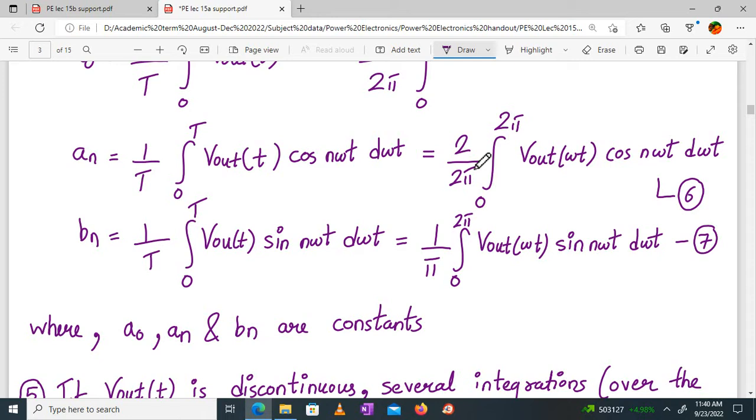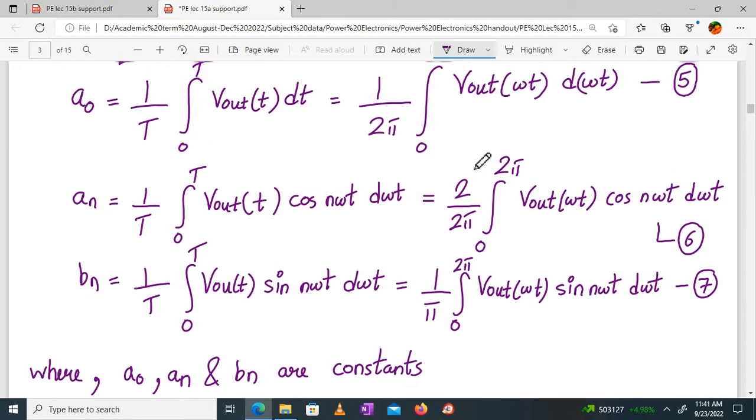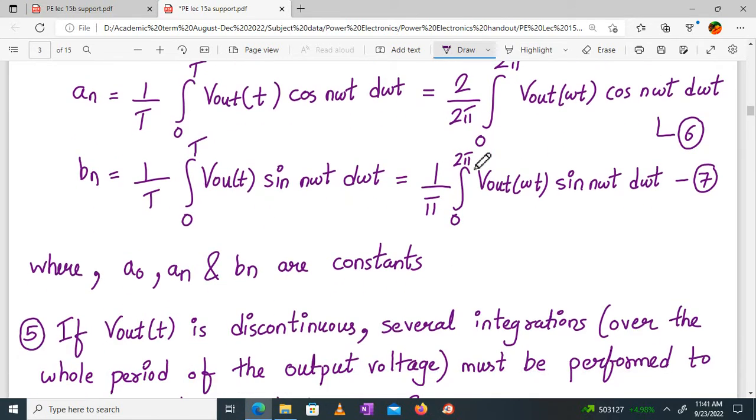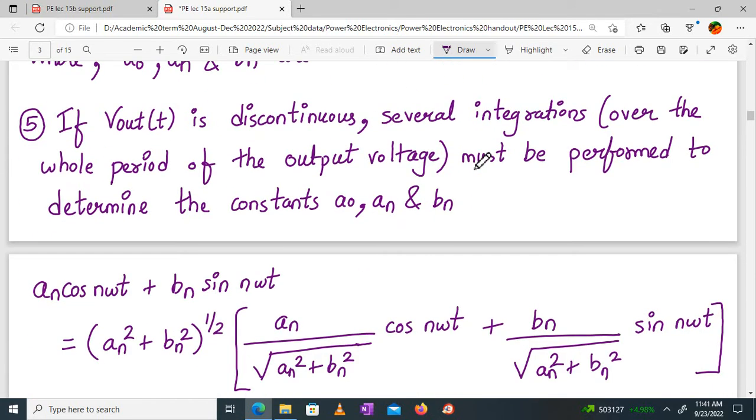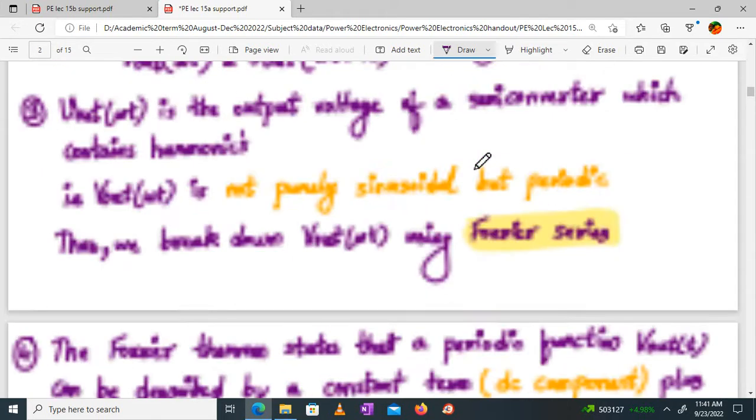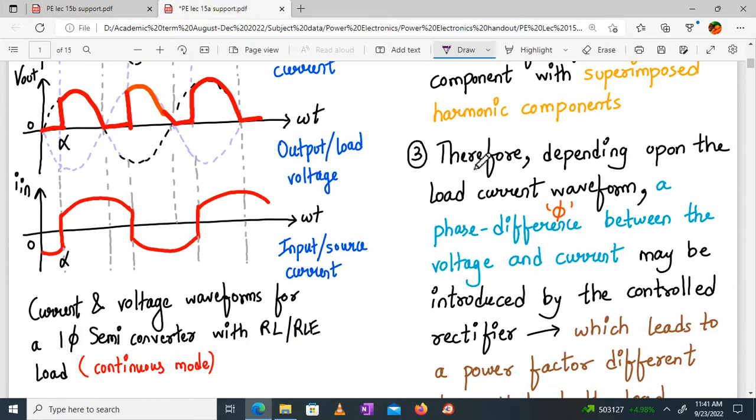These are standard definitions in mathematics. Remember, A0, Bn and An are constants. Now, if V out is discontinuous, is it discontinuous? What do you mean by discontinuous? This V out of ours, for a semi converter, something goes to zero, it's discontinuous. So V out is going to zero. That means this is discontinuous.